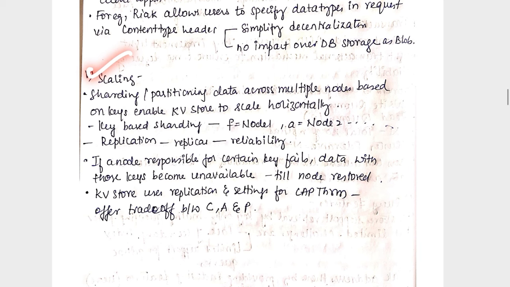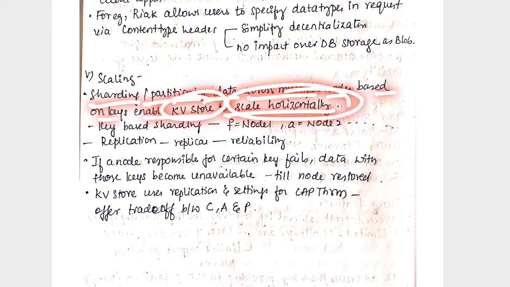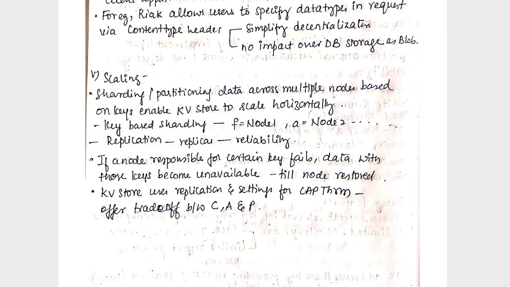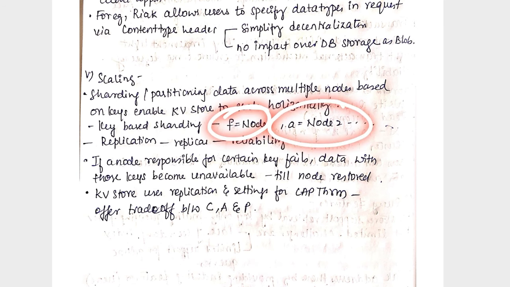Next, we have scaling. Sharding, or partitioning data across multiple nodes based on the keys, will enable the key value store to scale horizontally. If you are scaling horizontally, we can store a large amount of data. First we have key based sharding. Here the key will determine which node stores the data. For example, keys starting with F are stored in node 1, keys starting with A are stored in node 2, accordingly.